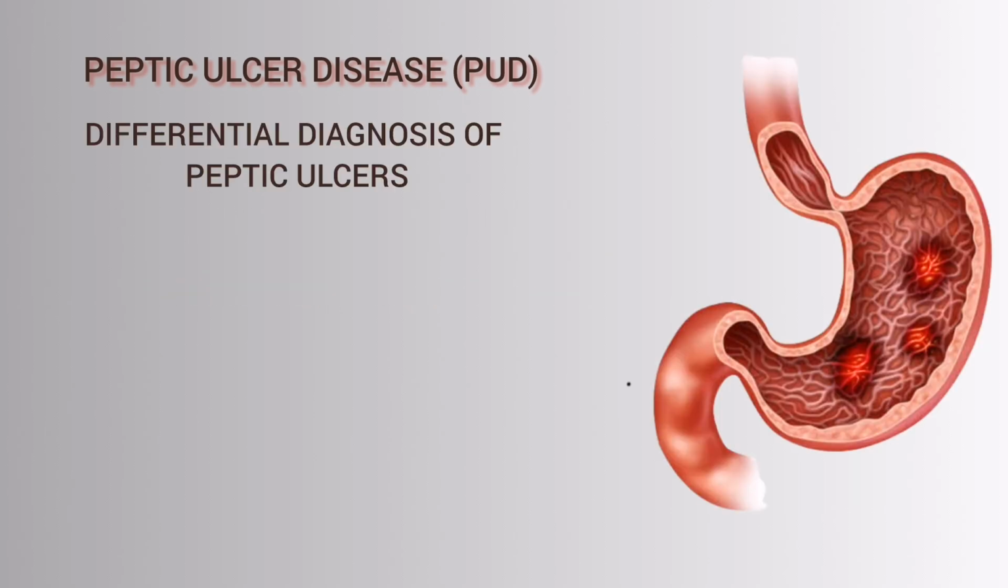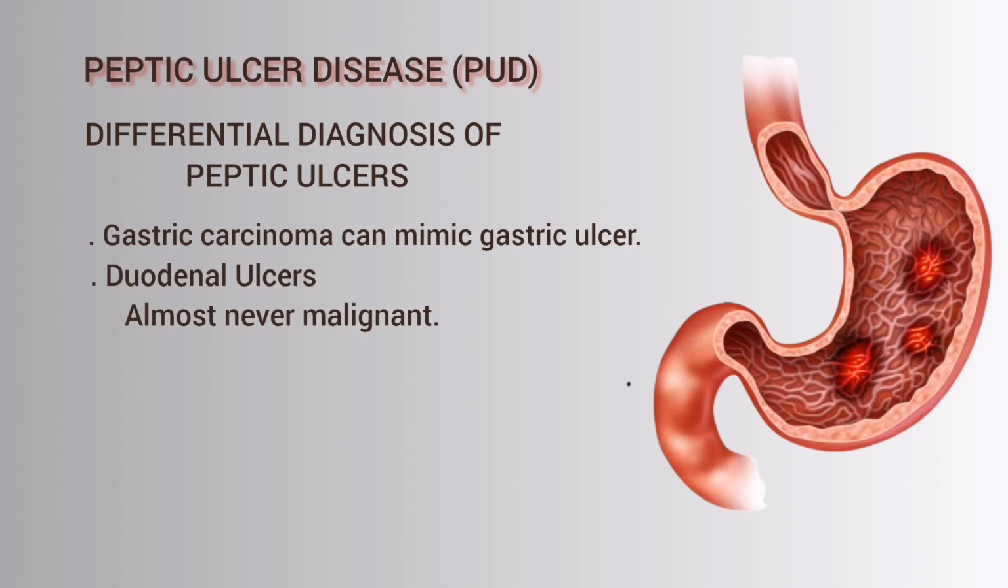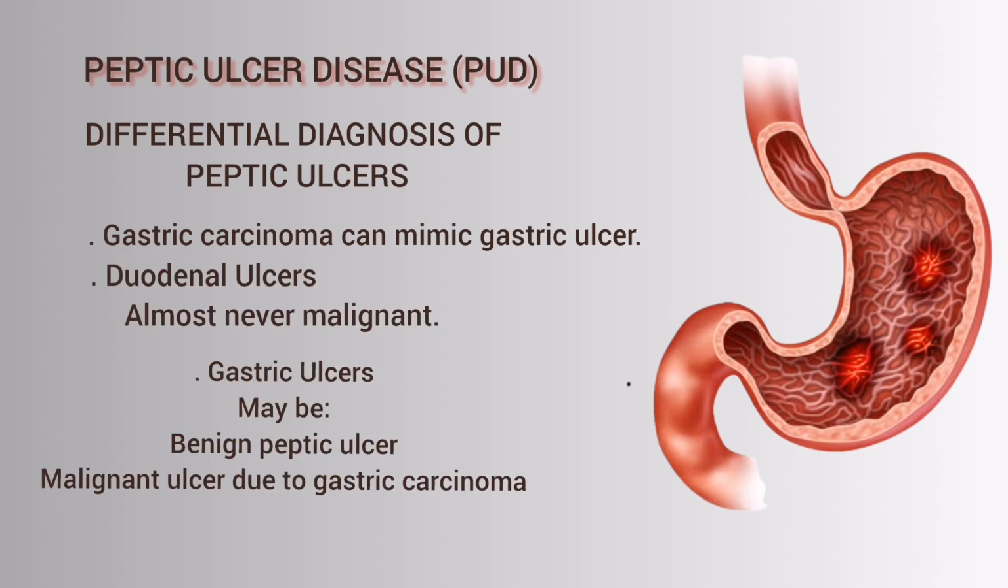Differential diagnosis of the peptic ulcer. Gastric carcinoma can mimic the gastric ulcer. The duodenal ulcers are almost never malignant, while the gastric ulcers may be the benign peptic ulcer or the malignant ulcer due to the gastric carcinoma.